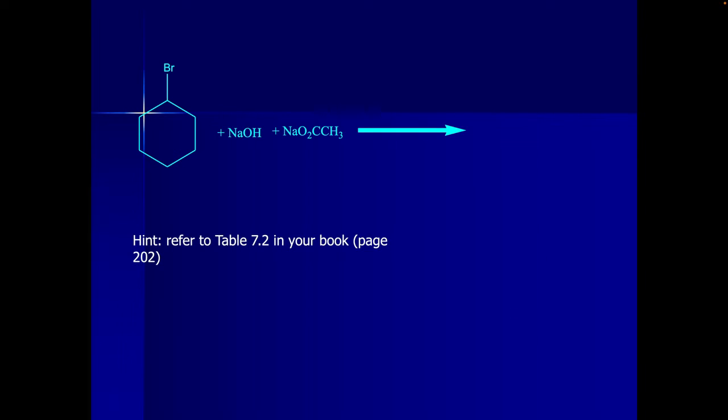All right. So let's do a little group exercise here. We're going to do what we call a competition experiment. We're going to take one alkyl halide and put it in solution with two nucleophiles. And let's predict what the major and minor products are going to be. So take 4 minutes, work with your partners. You can see in table 7.2 of your book on page 202, you can get some hints there. See what you come up with.